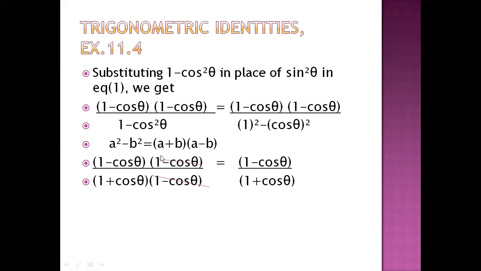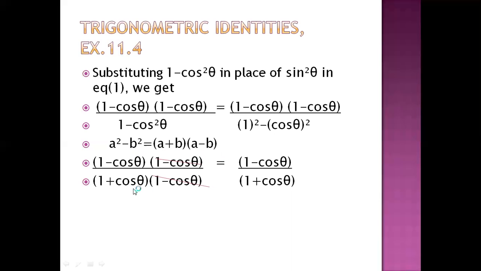Then in the numerator we have 1 minus cos theta, and the denominator also has 1 minus cos theta. Both get cancelled, and the leftover is 1 minus cos theta by 1 plus cos theta. Children, don't get confused here. Only in the denominator, 1 minus cos square theta is written in the form a square minus b square. Later this is expanded using the identity a square minus b square is equal to a plus b into a minus b.